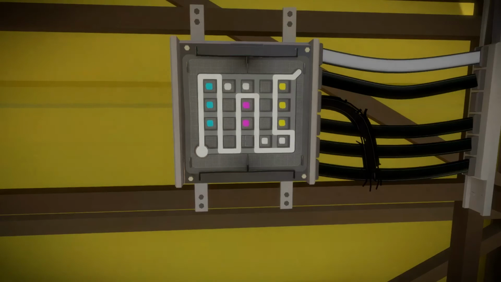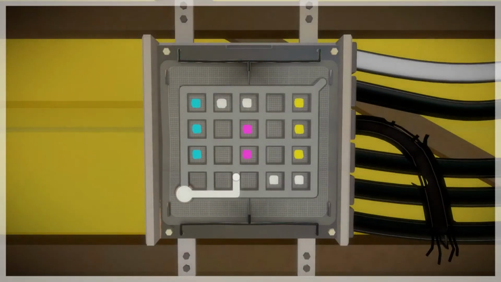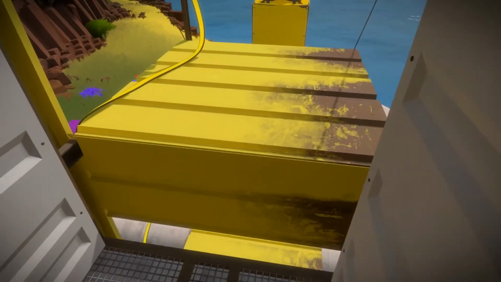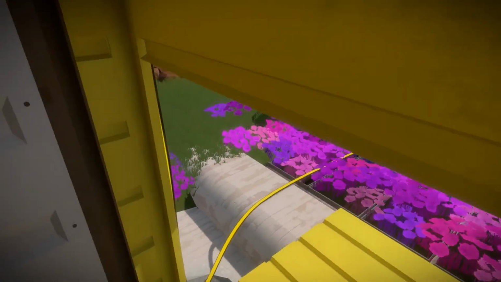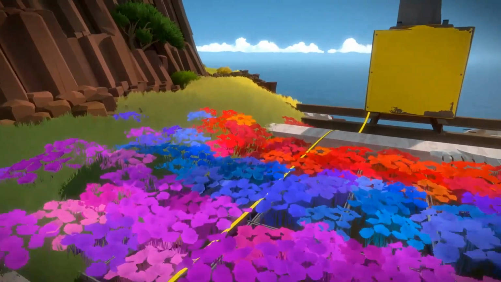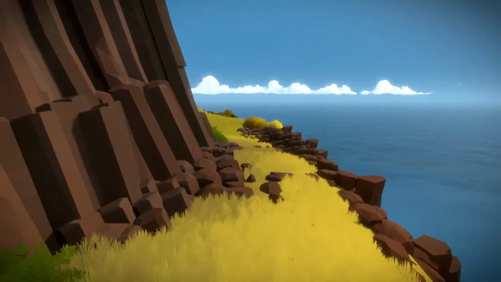I would like to go down a floor, which I think was this solution. If not, I will just jump off the elevator. Yeah, it was that solution. If not, I could just have jumped off the elevator, I'm assuming. Let me down, let me down. Please. Thank you. Alright, let's check out what's along Cliff Walk here.